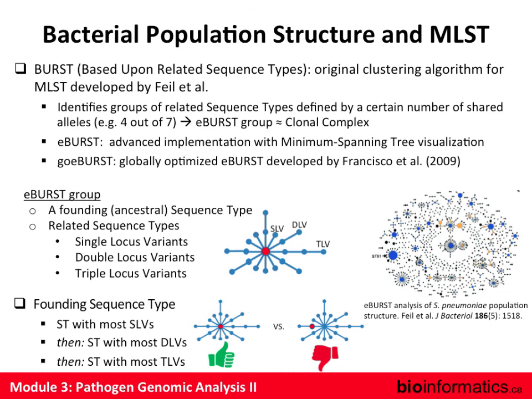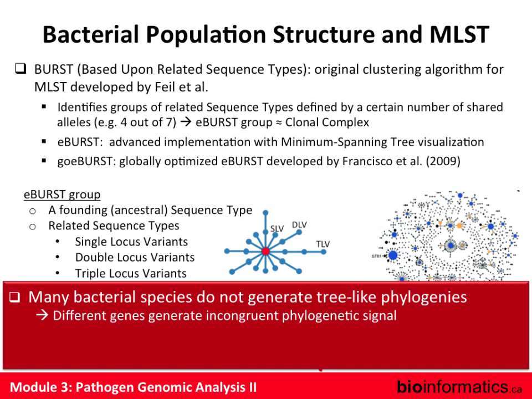All right, so, take-home message. Many bacterial species do not generate tree-like phylogeny. Not in the long term. In the short term, they may. In fact, they probably will. But in the longer term, a lot of that tree-like behavior disappears.